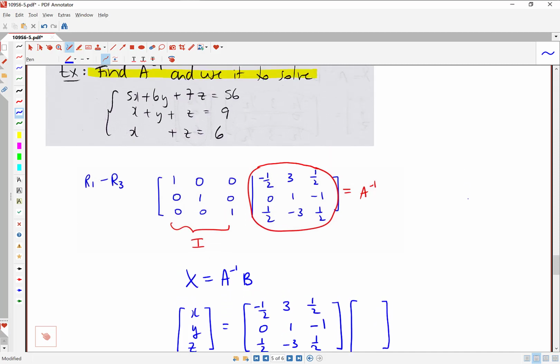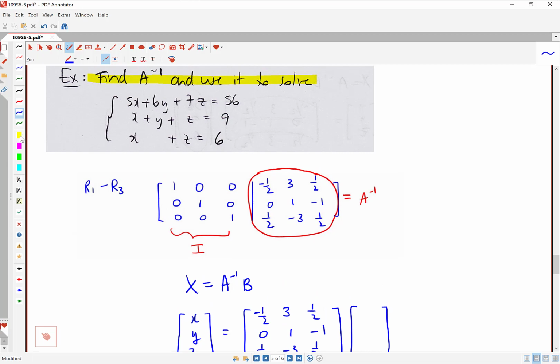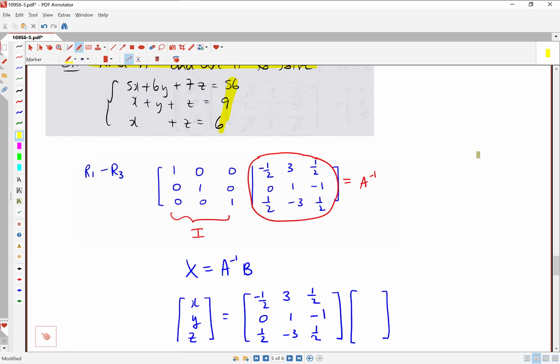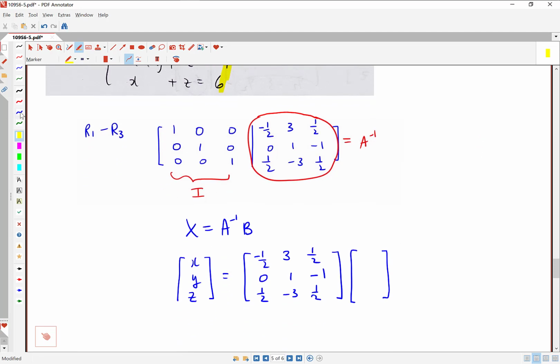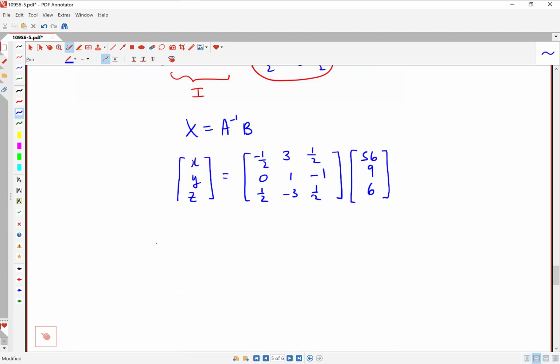So let's look back at our system. The constants, just the numbers from the right side of the system. So the 56, 9, and 6. So we'll write those down. So now for our last step, it's just a matter of actually doing this matrix multiplication. And what will be coming out are the values of X, Y, and Z. So let's try our matrix multiplication.